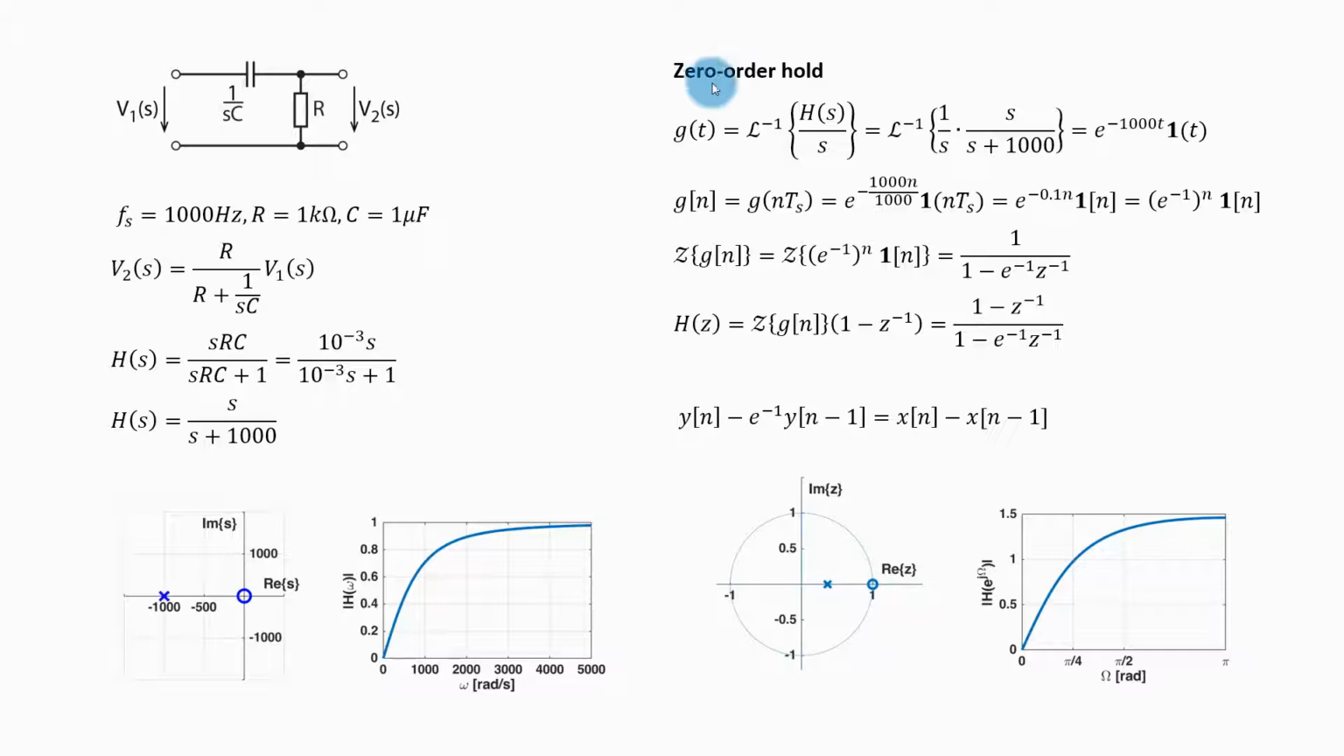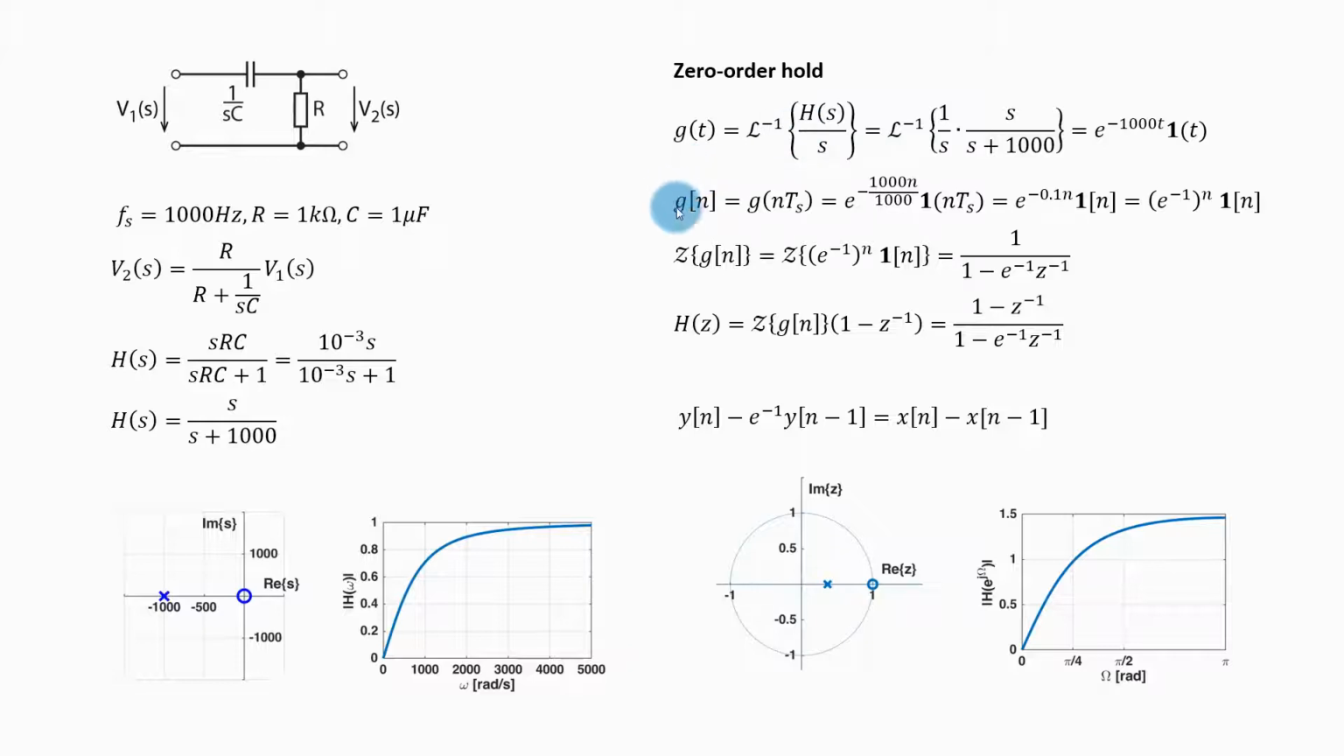Now let's do the zero-order hold discretization. For the zero-order hold discretization, I need to take the transfer function of my continuous time system, divide it by S, and then compute the inverse Laplace transform of this expression. That will give me the impulse response of this system. Specifically, in this case, I need to compute the inverse Laplace transform of this expression. This S and this S will cancel each other out, so the inverse Laplace transform will be this. And this will be the impulse response of this system.